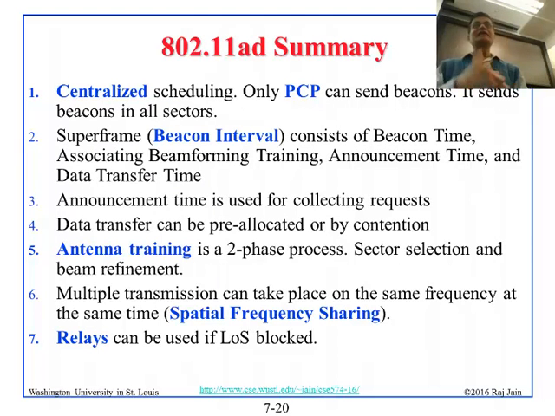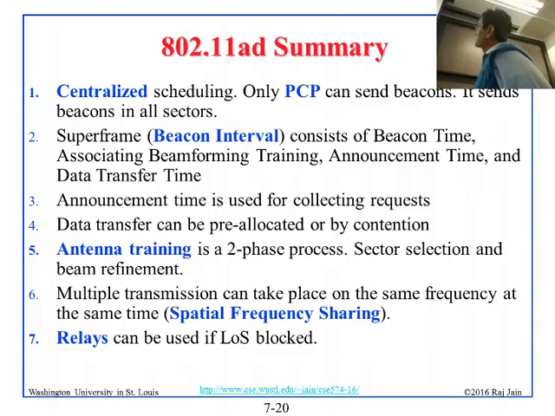And 7 key points. First is that centralized scheduling. Only PCP can send the beacon. It sends beacons in all sectors, so it has to send it multiple times. Then there is a superframe, which is the beacon interval, which consists of the beacon time, association and beamforming training time, and the data transfer time.